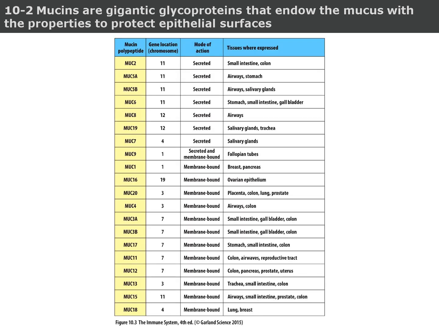This chart summarizes the different mucin polypeptides, their genetic locations, and where they function in the body. Mucins are either secreted or membrane-bound. Secreted mucins like MUC2, MUC5AC, and MUC5B are produced in tissues such as the colon, airways, and salivary glands, helping trap pathogens and facilitate mucus flow. Membrane-bound mucins like MUC1 and MUC4 are expressed in tissues like the breast, pancreas, and airway epithelium, where they serve as a protective barrier and signaling platform. Together, these mucins form a dynamic network that safeguards mucosal surfaces throughout the body.